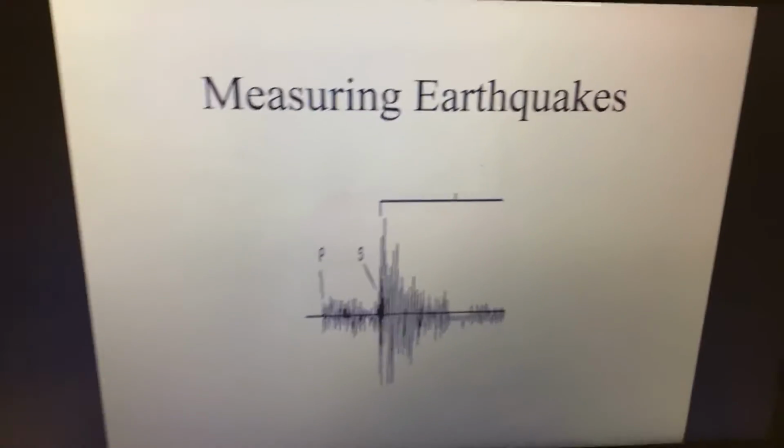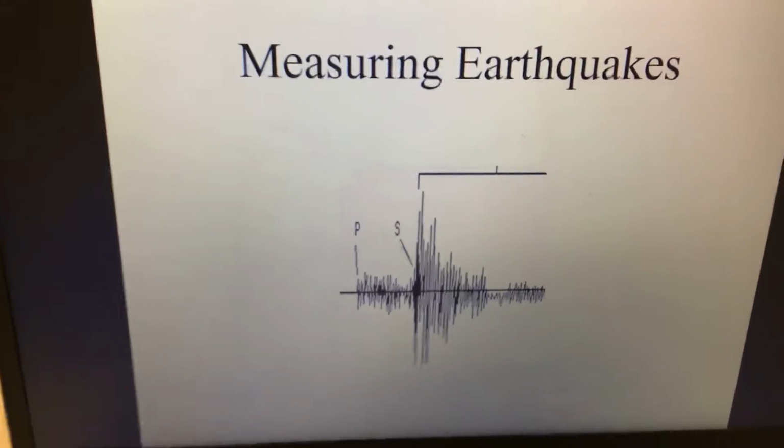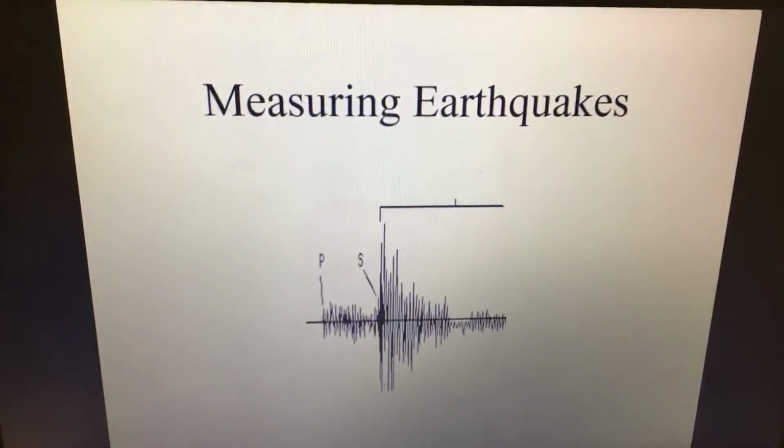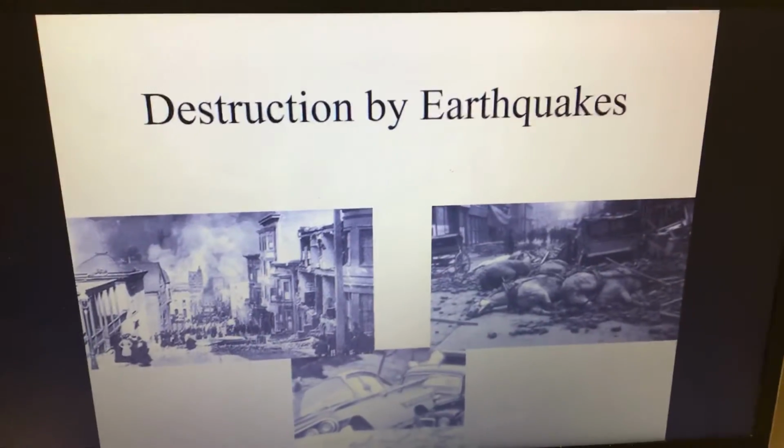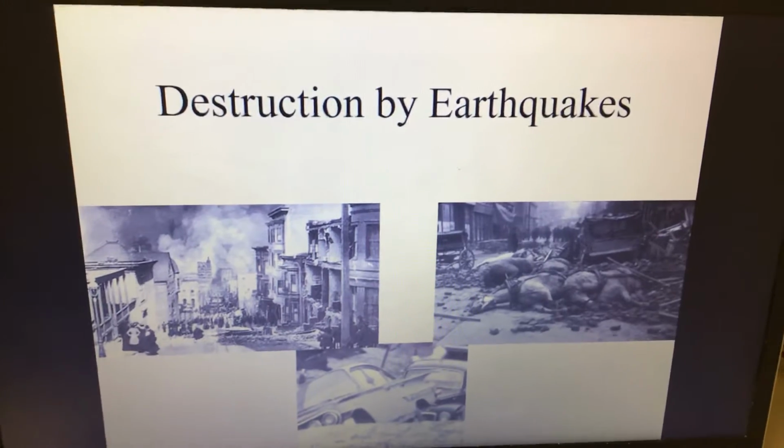Today's heading is Measuring Earthquakes. We're going to talk destruction by earthquakes.